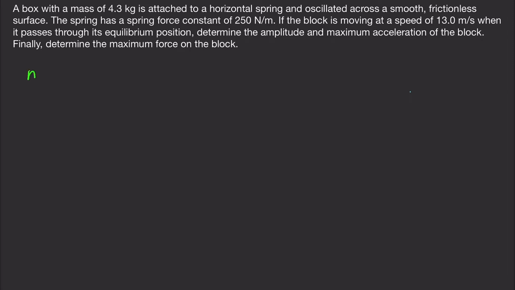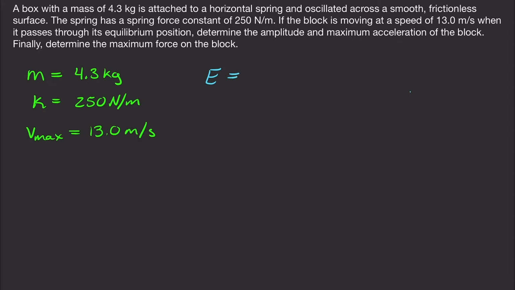So I'll start by writing what I know. The mass is 4.3 kilograms. Our spring constant is 250 newtons per meter. And our maximum velocity is 13 meters per second. So our energy, since we know v max, the maximum velocity will occur when all of the energy is kinetic energy, so there's no potential energy. So that means our total energy will be given by 1/2 mv squared, but our velocity will be v max.